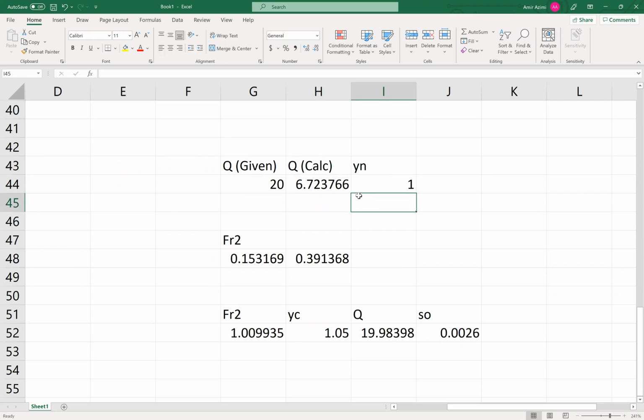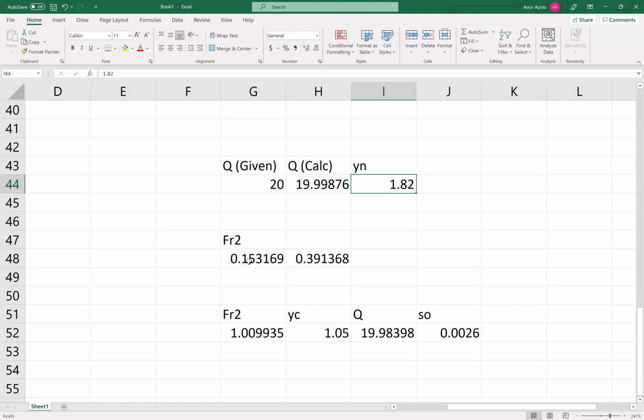For 1 meter, it gives me a discharge of 6.7. Then I select 2. So the normal depth should be between 1 and 2, or close to 2. So maybe 1.7. So maybe more, 1.8. Very close, 1.81. Very close, 1.82. So you see that the normal depth is 1.82 meter.